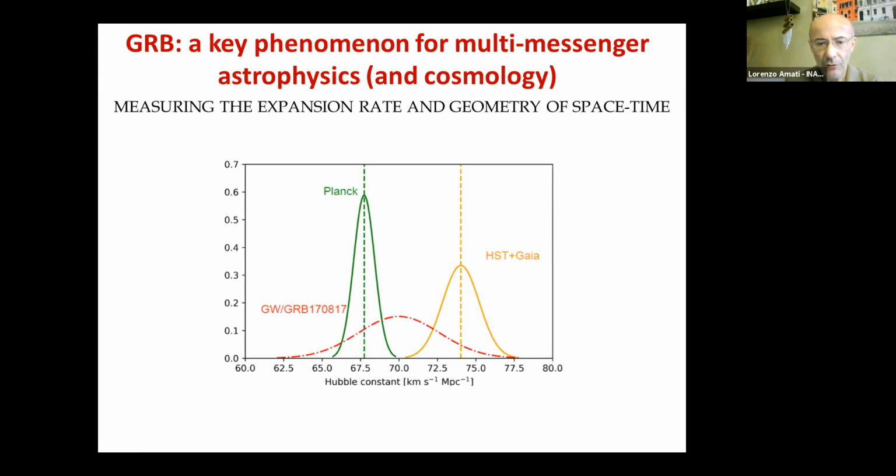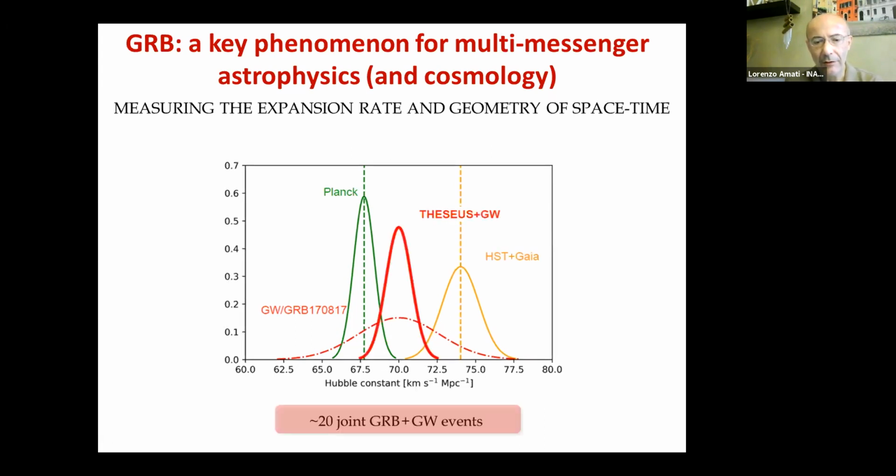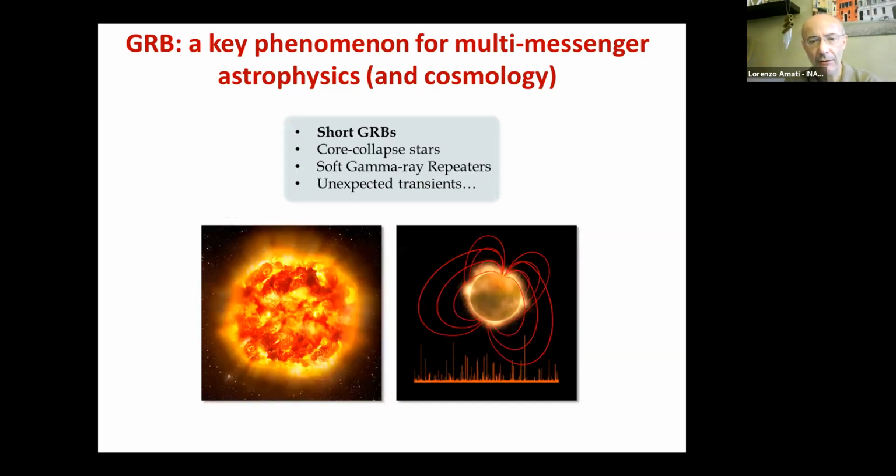But then if you can get several tens of these events, in only 20 simultaneous detections between gravitational waves and electromagnetic counterparts, let's say GRB in this case, you could get this kind of constraint. So this is a kind of multi-messenger cosmology, very, very promising, of course.